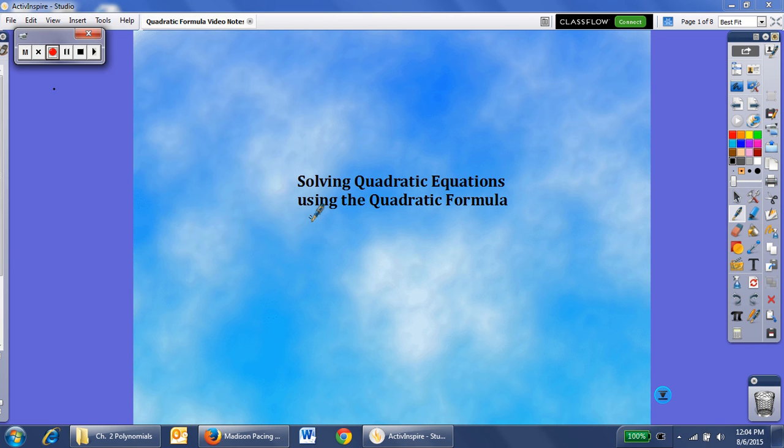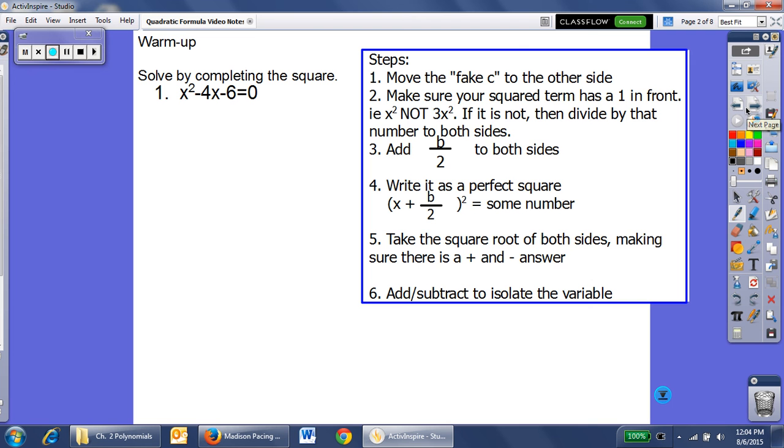Hi students, today we'll be learning how to solve quadratic equations using the quadratic formula. First, let's do a warm-up reviewing how to complete the square.